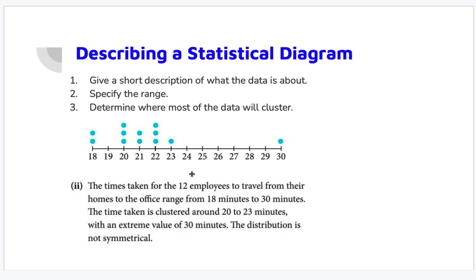Then we need to specify the cluster, that means where most of the data lies, and the time taken is clustered around 20 to 23 minutes. And if there are extreme values, like in this case, there's an extreme value of 30. Then the distribution is not symmetrical because you see that a lot of data is here. It's one-sided.